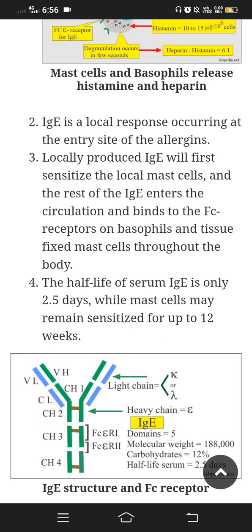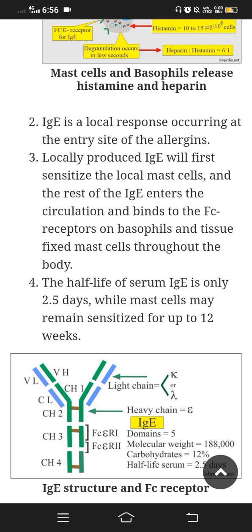IgE is a local response occurring in the entry site of the allergens. Locally produced IgE will first sensitize the local mast cells, and the rest of the IgE enters the circulation and binds to the Fc receptors on basophils.